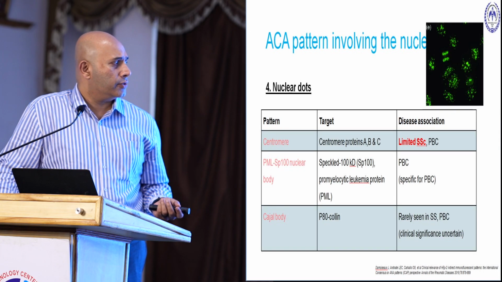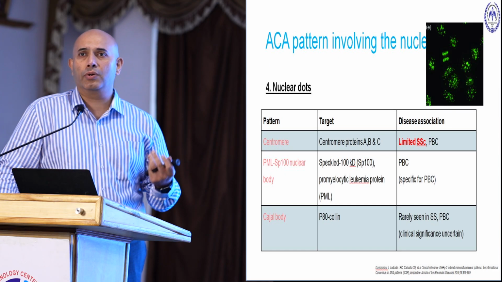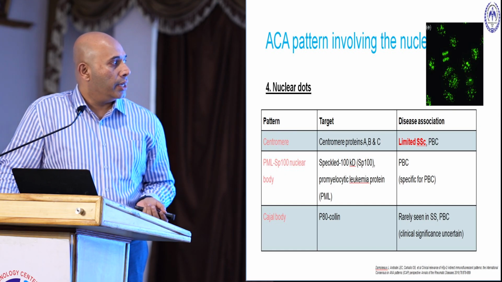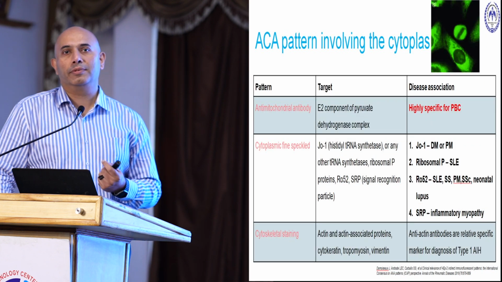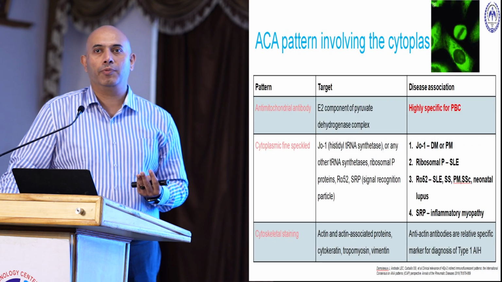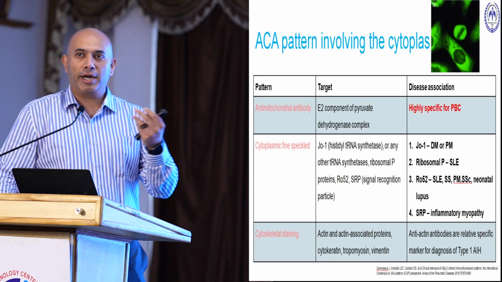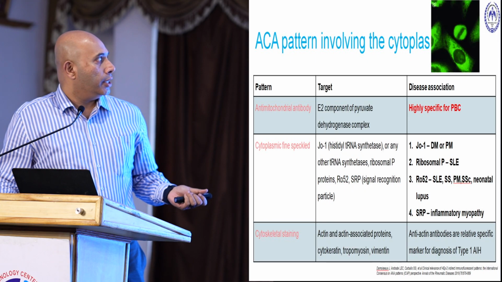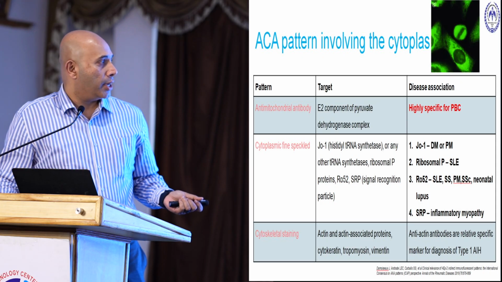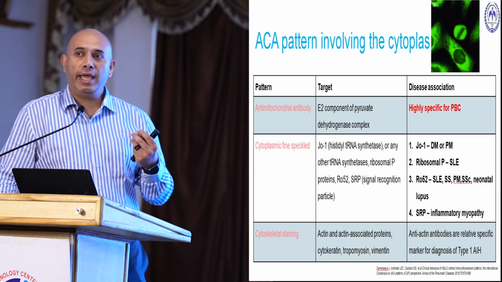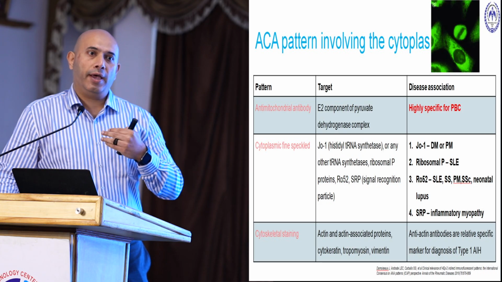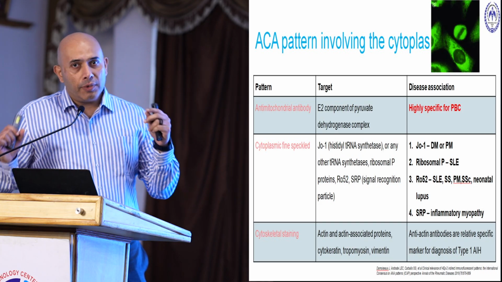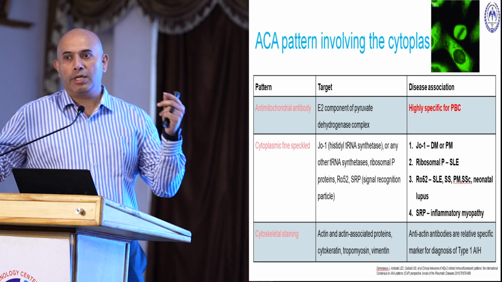There are a lot of these patterns which have come up, and it seems to keep increasing by the day or by the year. There is an international group called the ICAP, which comes up with all these definitions and new patterns every now and then. And this is what we have today in terms of the ACA pattern involving the cytoplasm. Earlier it used to be just the ANA. Now we also have antibodies in the cytoplasm which have been discovered, so you broaden the thing beyond the nucleus, and it's called the ACA.